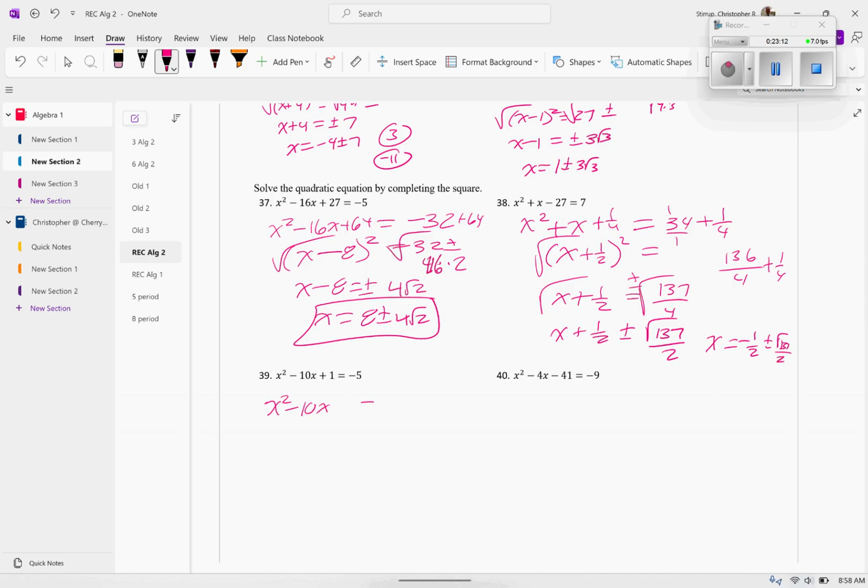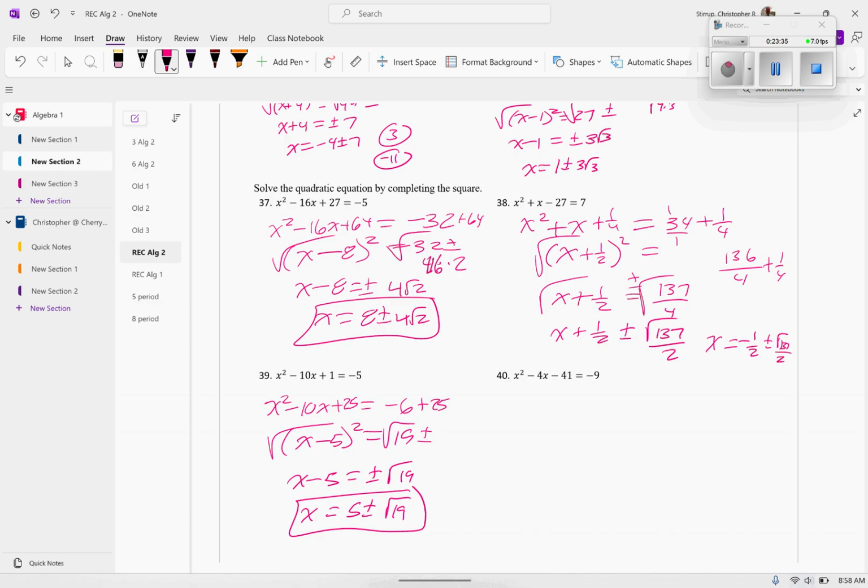All right, last 2. So we're going to move the 1 over by subtracting it. We're going to go ahead and take half of negative 10, which is negative 5. Negative 5 squared is 25. Add 25 to both sides, so that gives me 26. Root, don't forget the plus minus. x minus 5 equals plus or minus root 26. Add 5 to it. And there it is.